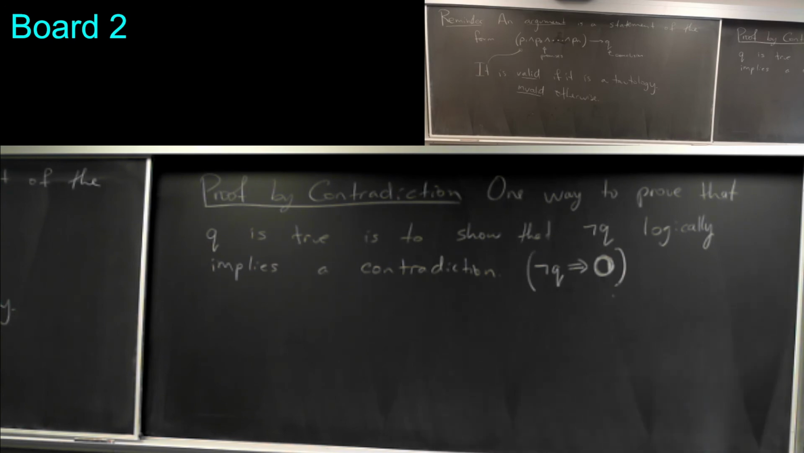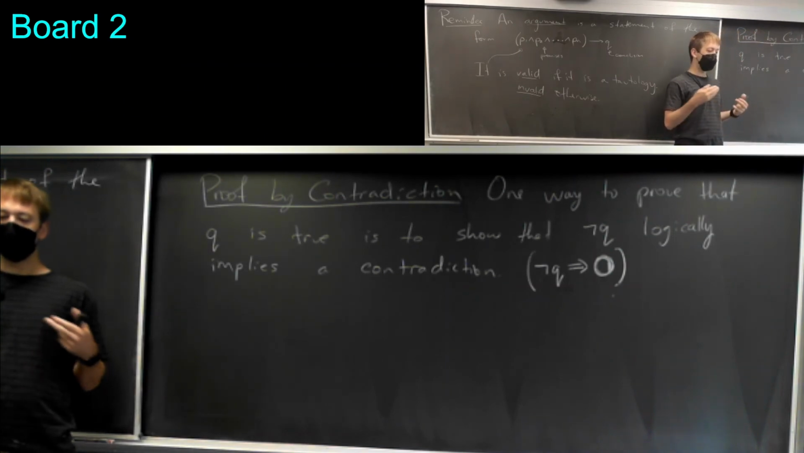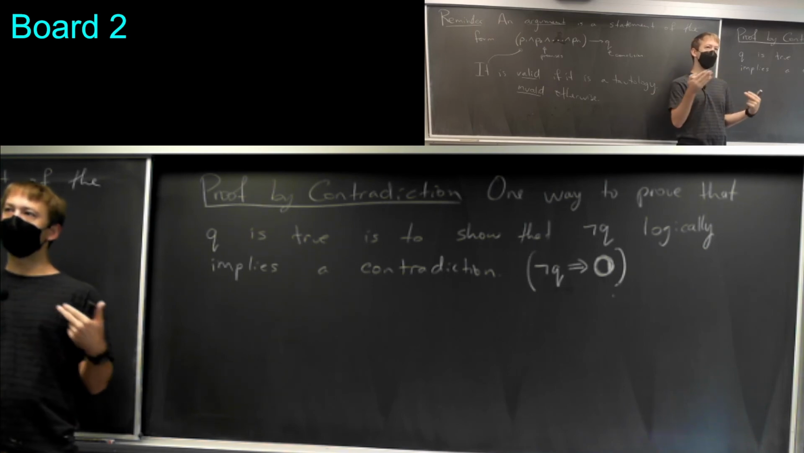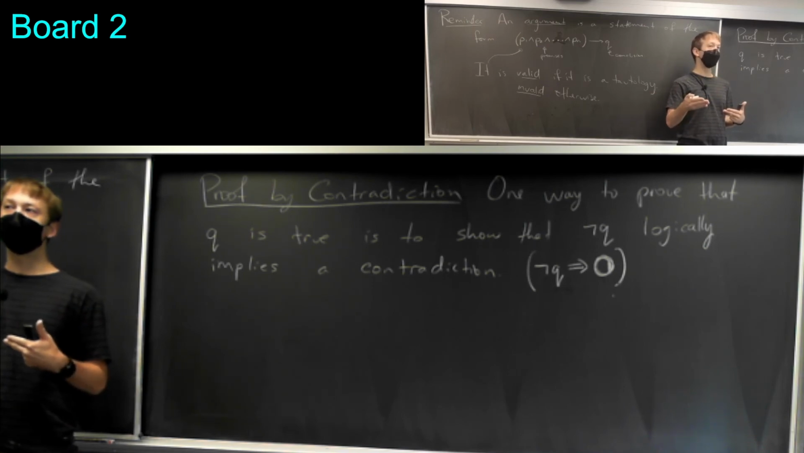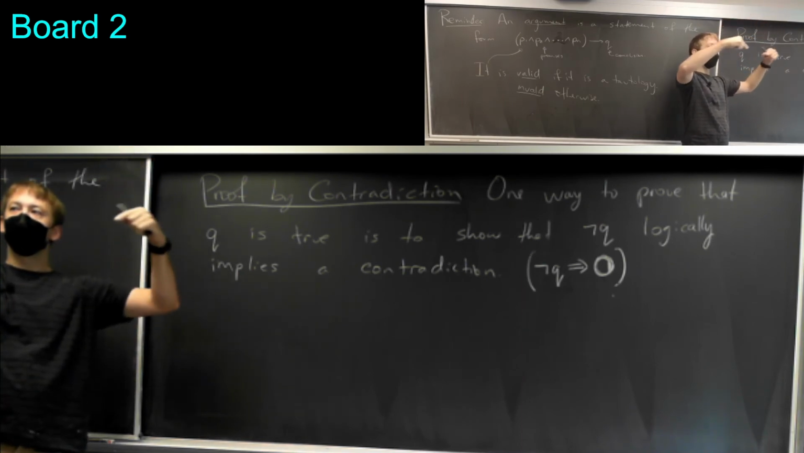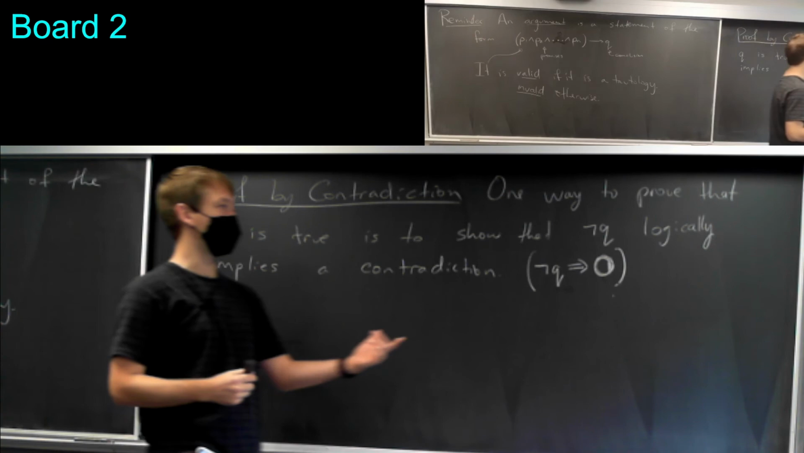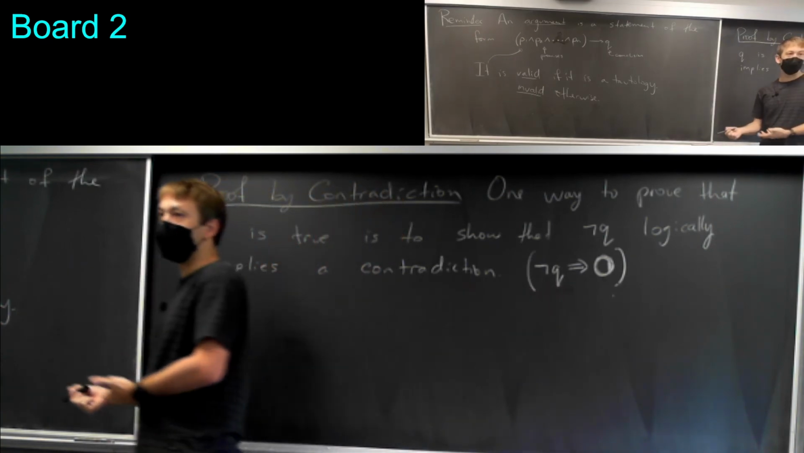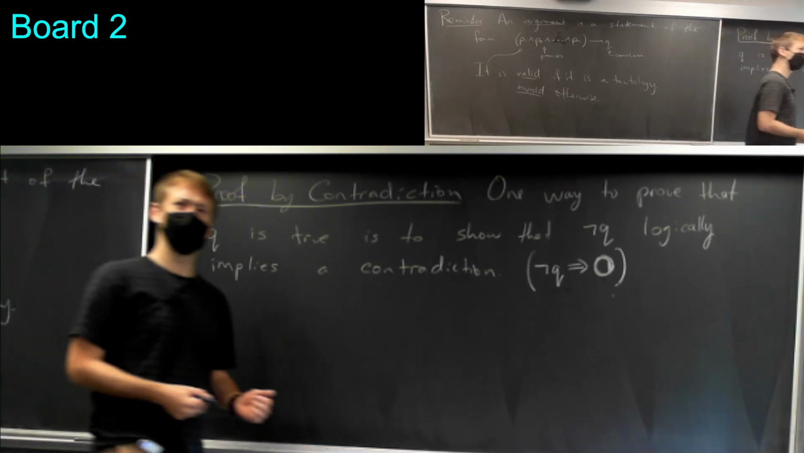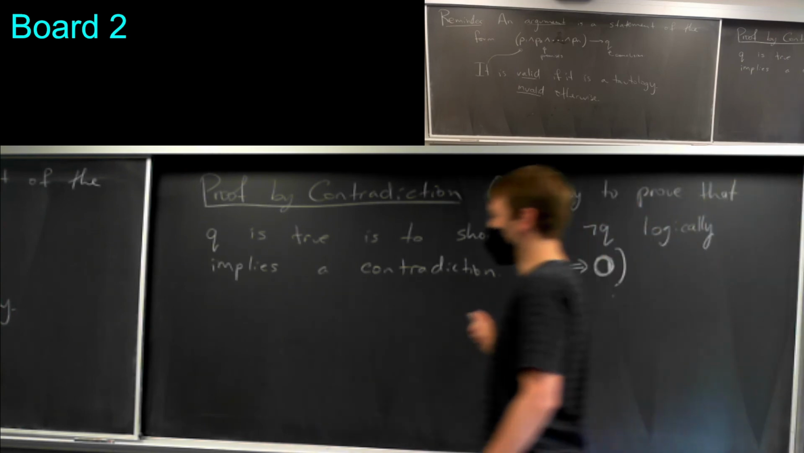So one way to show that Q is true is to say, okay, what if I assume it's false? And then you do some logical deductions. You use maybe some logical equivalences and logical implications. And if at the end, by assuming not Q, you eventually get a contradiction, then Q must have been true because contradictions are always false. Okay, so we'll see an example of this in a second.